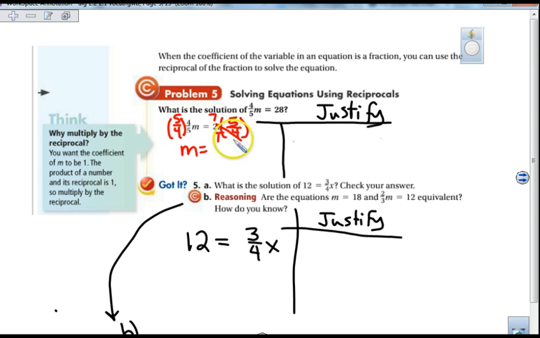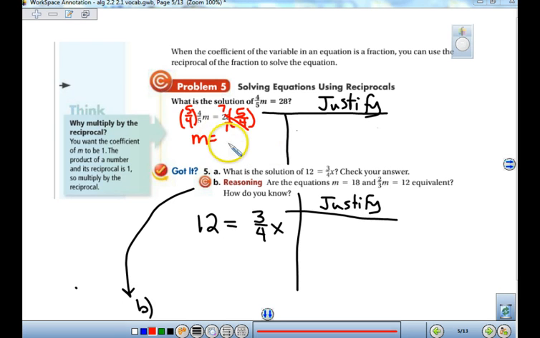So m, we could actually say, is going to be equal to, in this case, 35. What property did we use? We only really used the multiplication property of equality. So when we are looking at that.